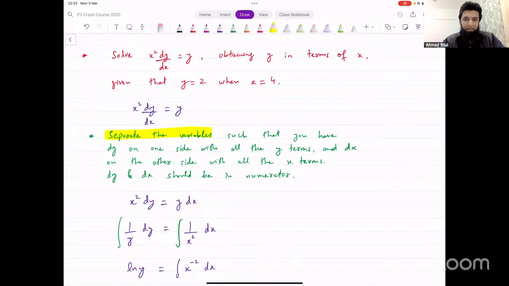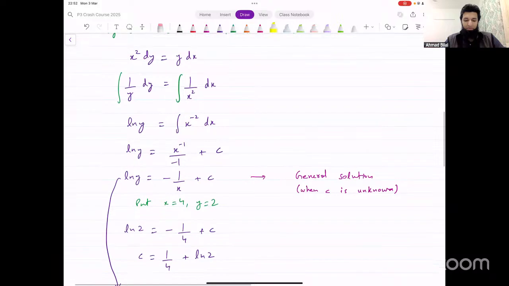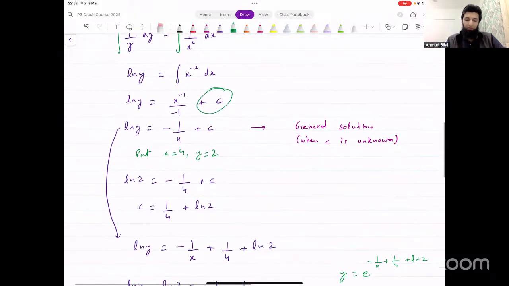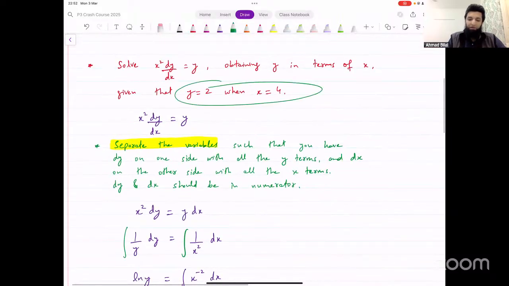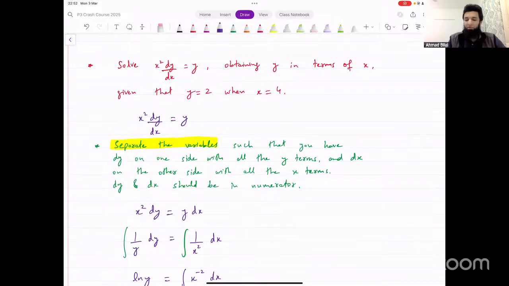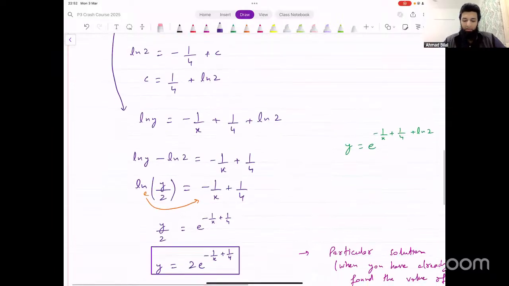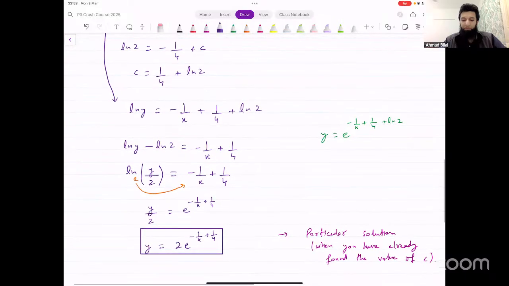The side that has dx should have all the x terms, and the side that has dy should have all the y terms, right? That's for x and y. If you have any other variables, it works the same way for those as well. You want one variable on one side and the other variable on the other side. And then you just integrate both sides. You have plus c on one side; you just put that on either of the two sides. You use the given information in the question to find the value of c. And then eventually you make whatever variable they want the subject in the question. And that's it. That's your solution to the differential equation.